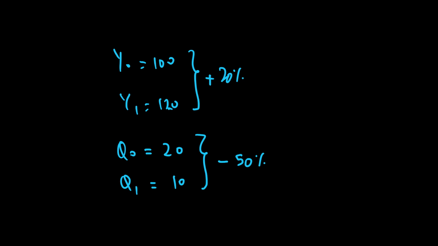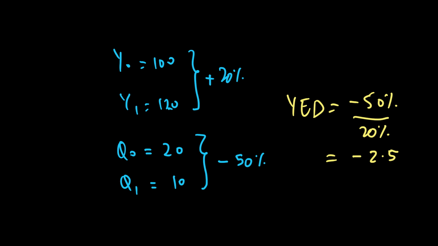If I look at the value of YD in this case, that will be minus 50% over 20%, or minus 2.5. Now the minus would mean that the good is inferior in nature. But I also want to talk about 2.5: since the percentage change in quantity is more than the percentage change in income, this is also what we call an income elastic good.